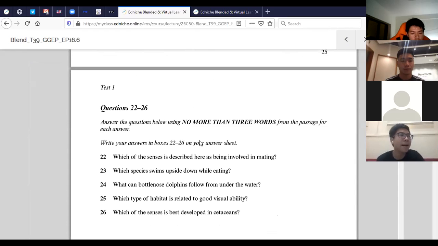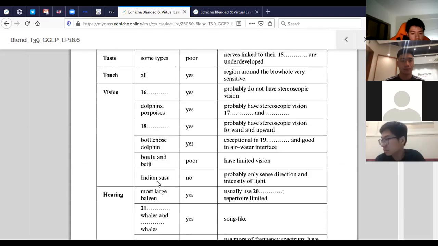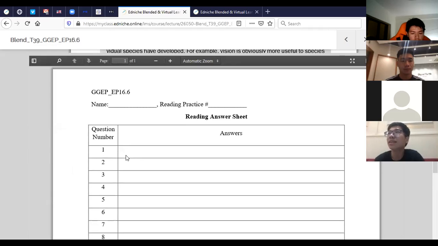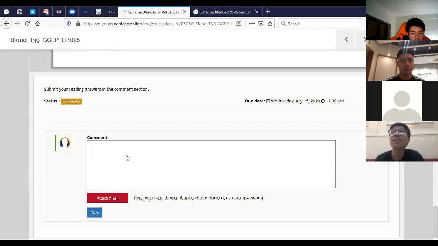So no more than 3 words from the passage. So practice our tips. Since this one you don't have a time limit, take as much time as you want and use our tips to apply, so you will get used to the tips. And same thing, answer sheet, you can use your own, and here is the assignment, so attach file right here.